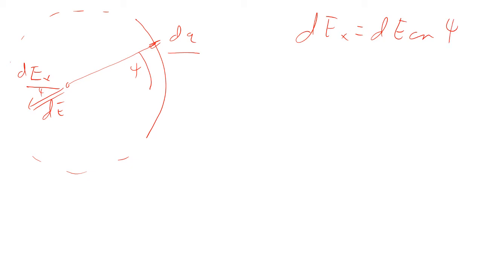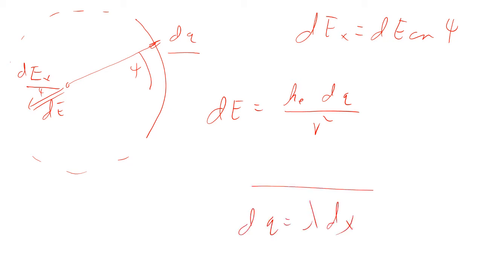Okay, so dE is going to be k dq over r squared. Okay, now what's dq? So if the charge is spread out, we'd said before that dq equals lambda dx, that's even a straight line. Well, this isn't a straight line. So for a curved line, we have an arc of length s. So the dx should really be ds.